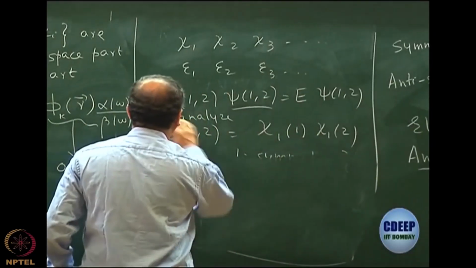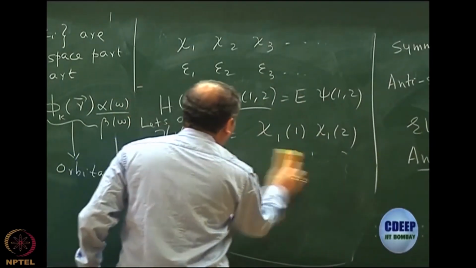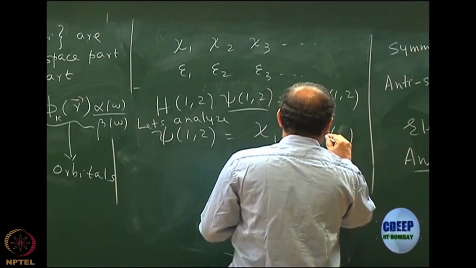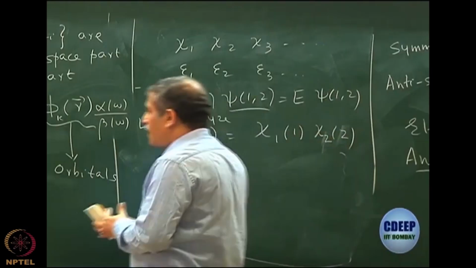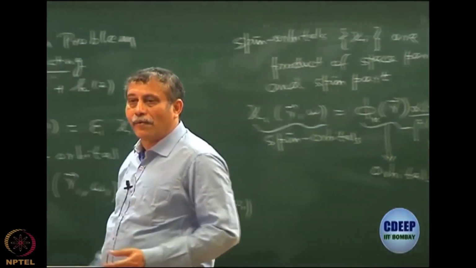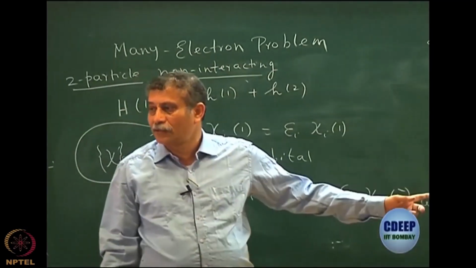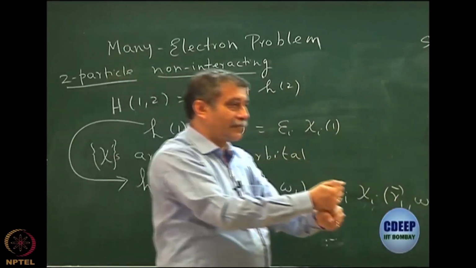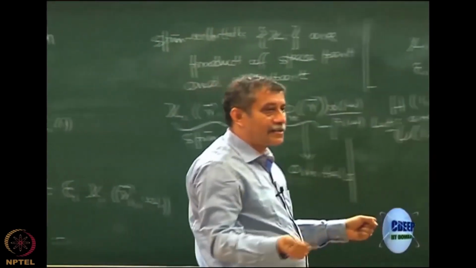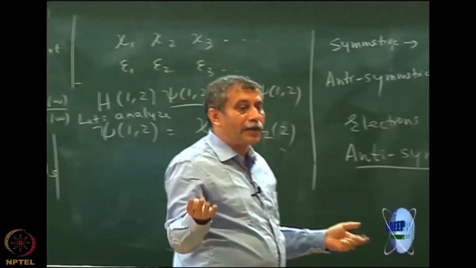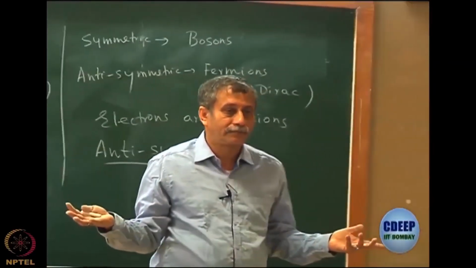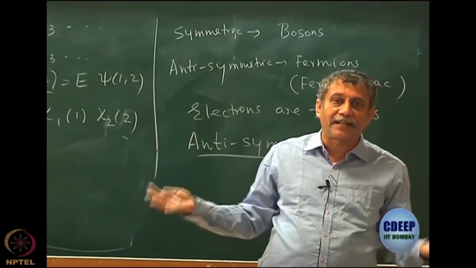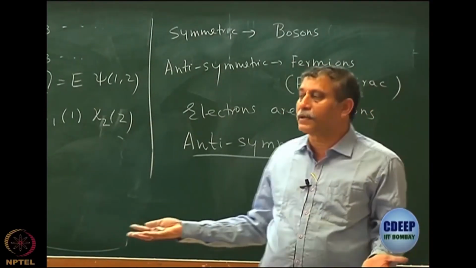So what can I do now? Let us analyze another function. I put chi1 1 and chi2 2. Since I can't put in the same, let us write this as chi1 1 into chi2 2. And I ask the same question now. I already know that one spin orbital cannot have 2 electrons, because I can't antisymmetrize. In fact, that is the Pauli exclusion principle. So what I just showed is basically the Pauli exclusion principle. Because of the antisymmetry, the Pauli exclusion principle is valid.